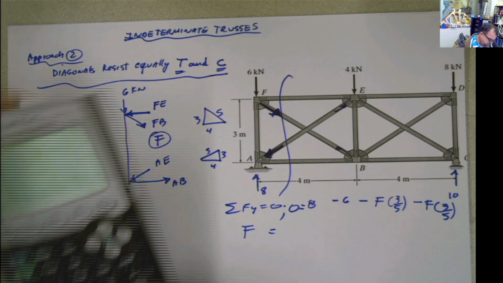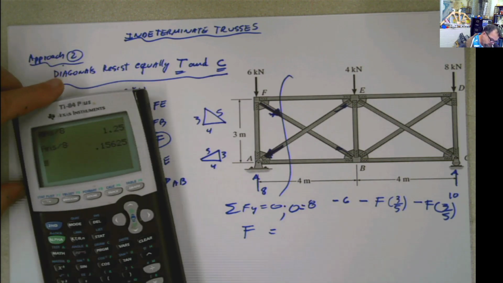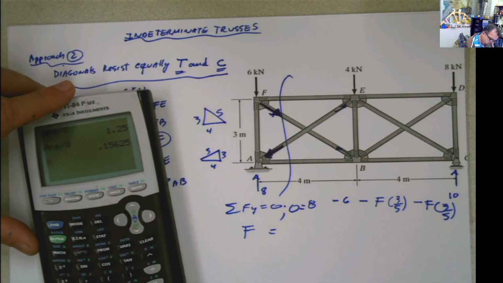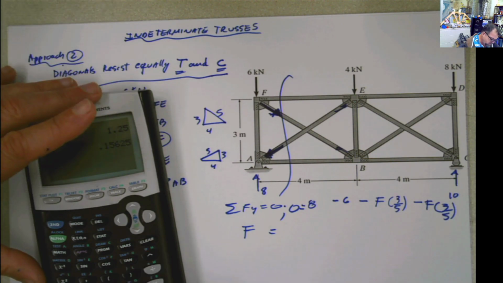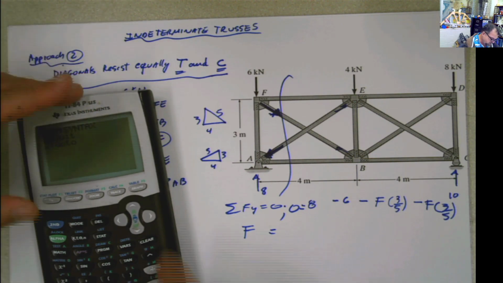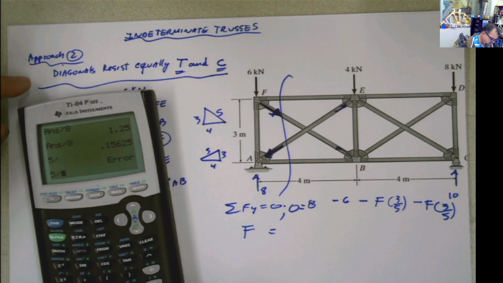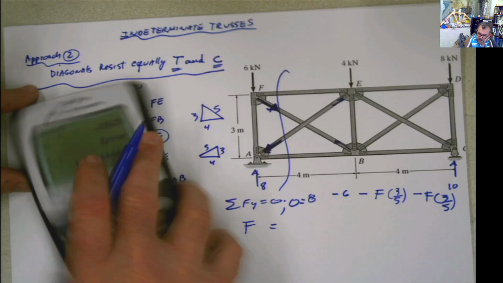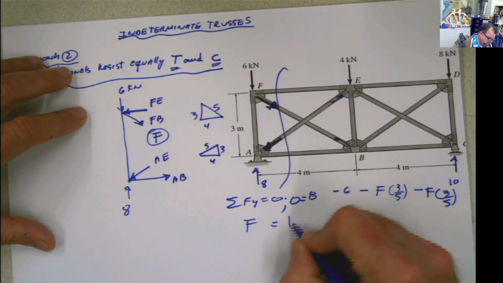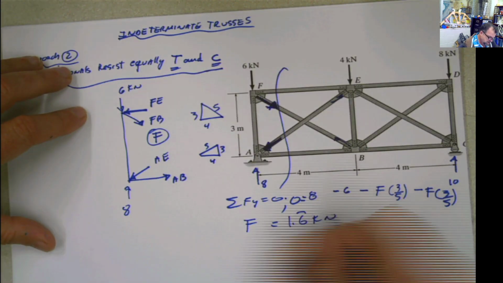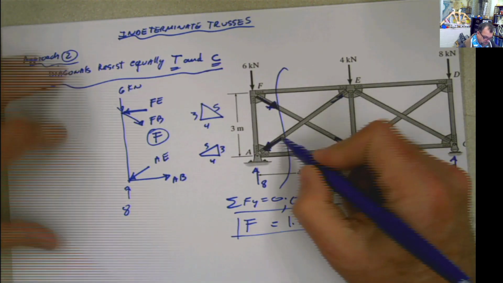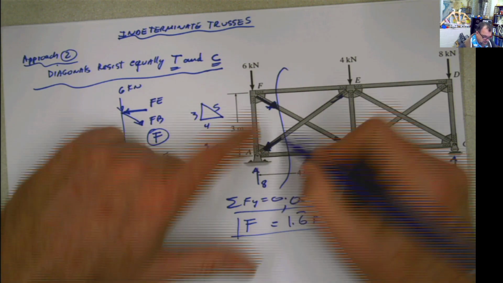Let's do it again with the calculator. Okay, 2. Then the 3/5 terms cancel each other out. 5/3 is 1.67. So that's 1.67 kilonewton. That's the value of F. And now we have this value.